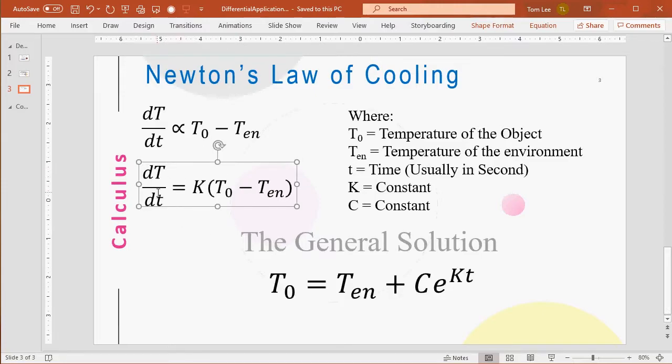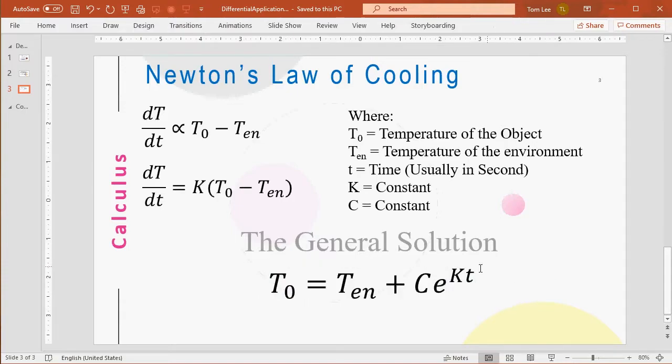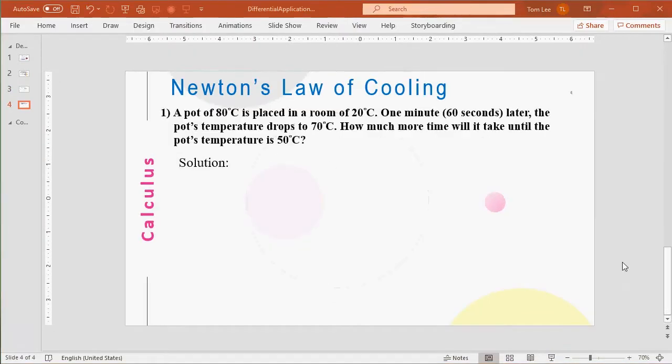You integrate this equation to get the general solution, and this is the general solution: the temperature of the hot object equals the environment temperature plus C e to the power kt. Here k and C are also constants, and e is the natural exponential to the power of kt. This is the general equation. We will get to the examples in the next section.